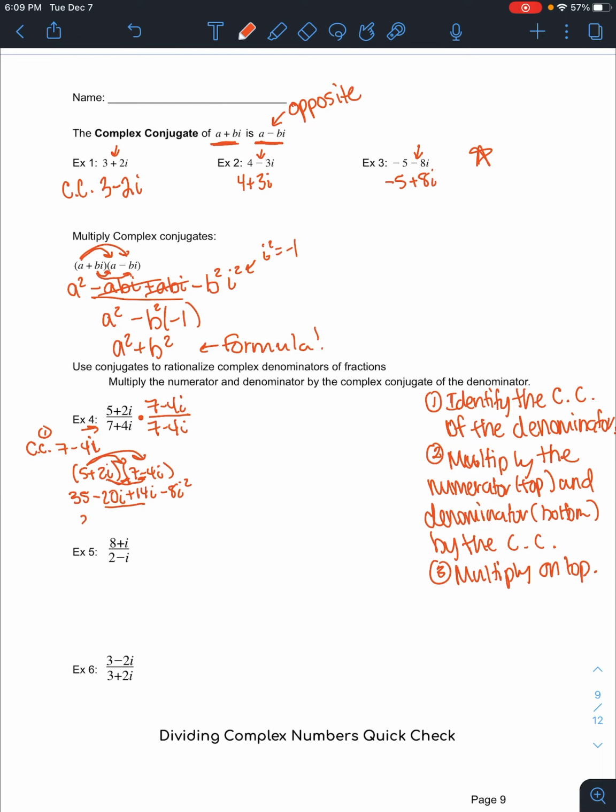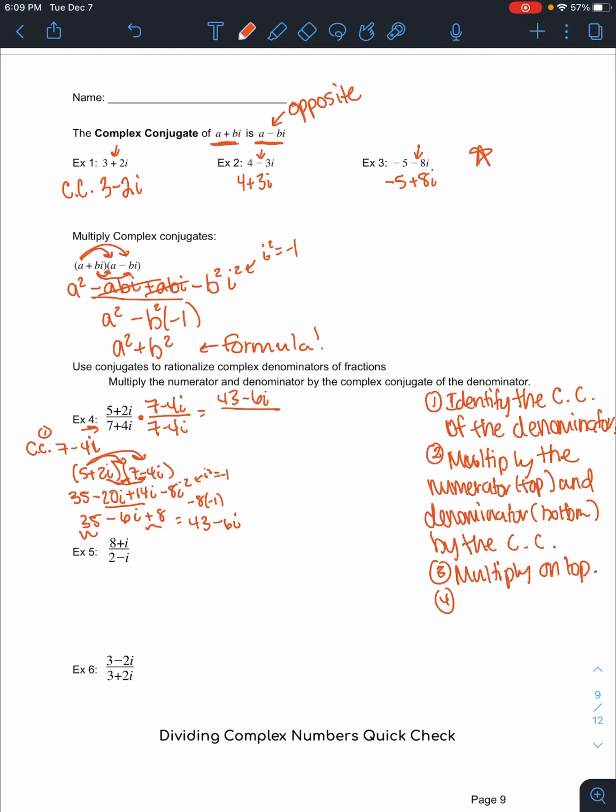I combine my like terms, so 35 minus 6i. And then remember, i squared equals negative 1, so this would be plus 8, because we would do negative 8 times negative 1, and we would end up getting positive 8. So then I'm going to combine those two terms again, these two, 35 and 8. So that is 43 minus 6i. So on the top, I'm going to get 43 minus 6i.